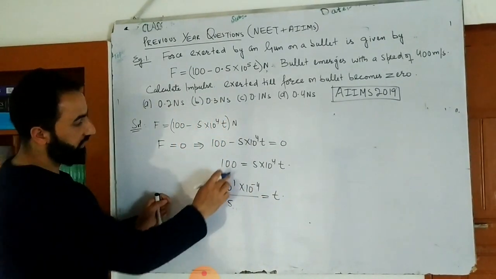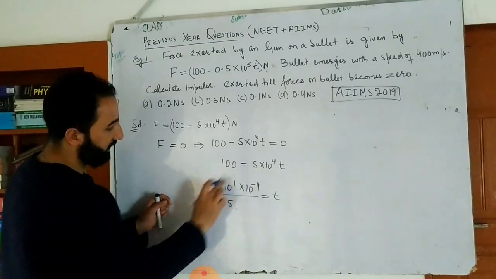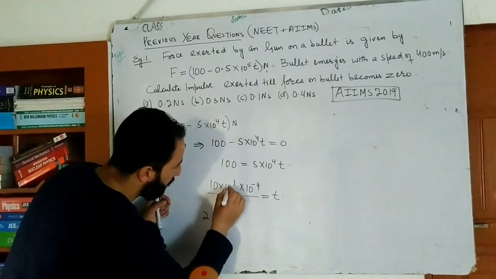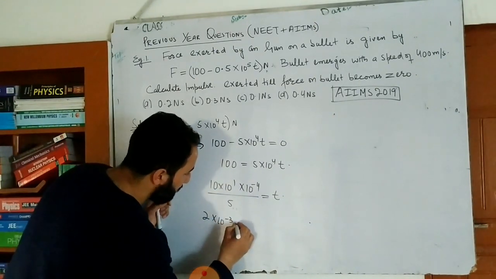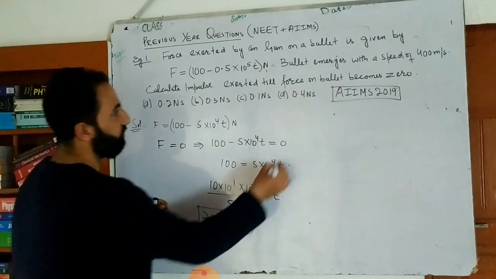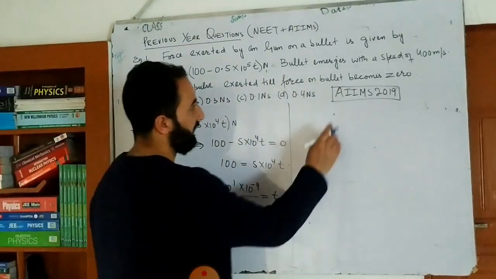Okay. So here 10 and 10 raised to the power 1, then here it is 10 raised to the power minus 4, और यहाँ आ जाएगा 5. Okay. So 10 by 5 is equal to 2 multiplied by 10 raised to the power 1 minus 4, that is minus 3. So this is equal to t. Okay. So at this time the force will be equal to 0. Okay. Now how to calculate it? अब ऐसे कर लेते हैं बेटा.